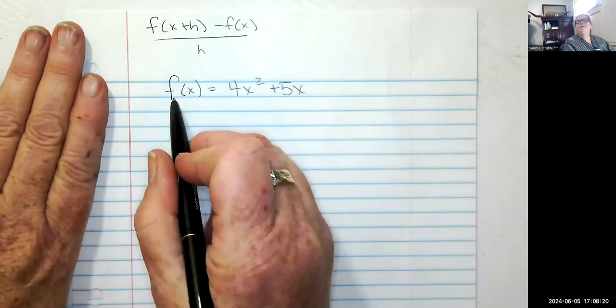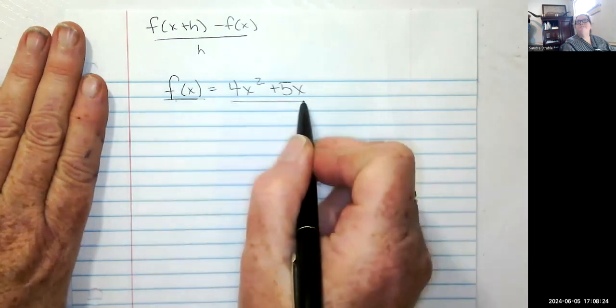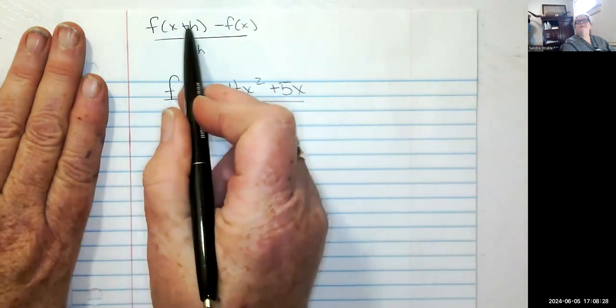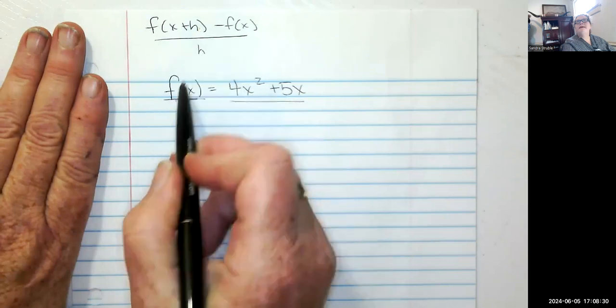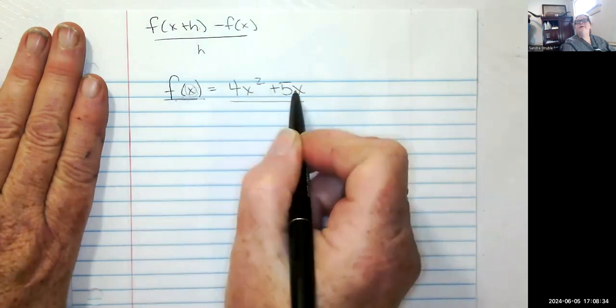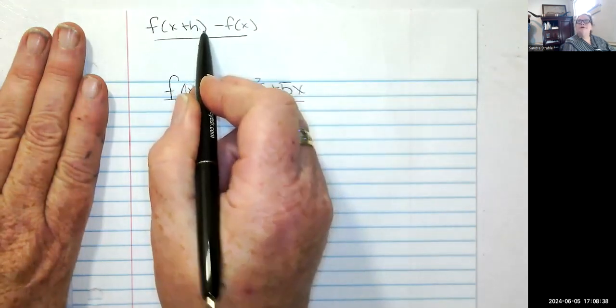All right. So this is f of x. F of x is this function. All right. We're going to take f of x plus h. And all that means is take this function and everywhere there's an x, right here and right here, you're going to plug in x plus h. All right, so we're going to do that first.